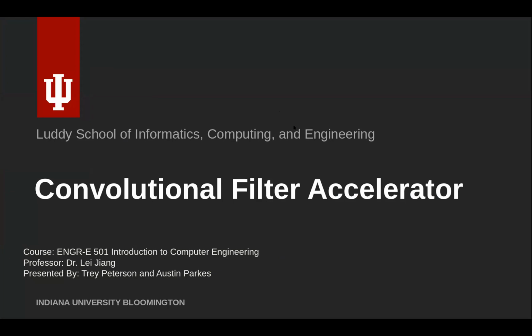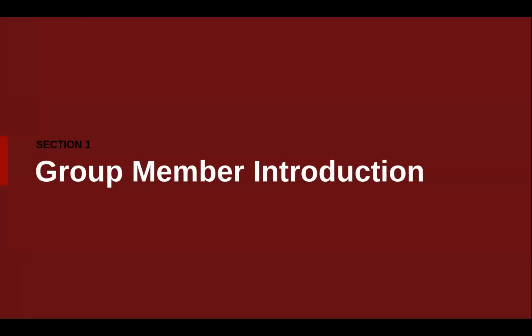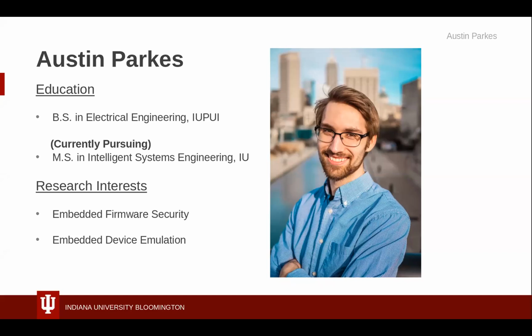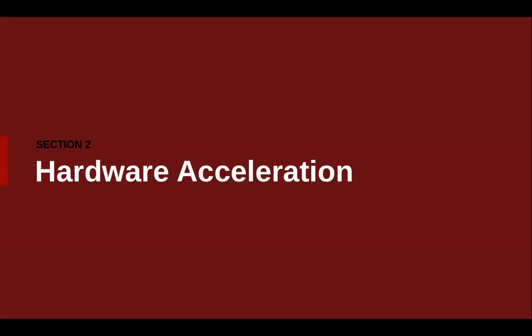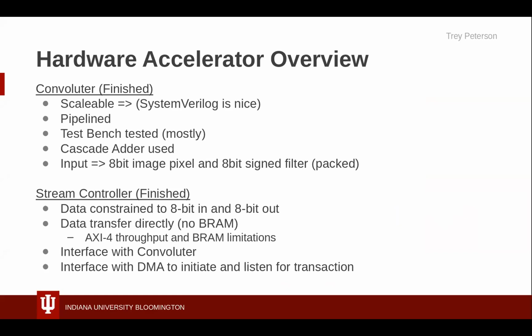Yep. All right, so this is our project for the convolutional filter accelerator, which basically is just a proof of concept for an MCU on a system on a chip doing convolution versus a hardware accelerator on an FPGA in the same system on a chip, and just kind of comparing them. And so I'm Austin Parks. I'm Trey Peterson. And we'll first go through the hardware acceleration.